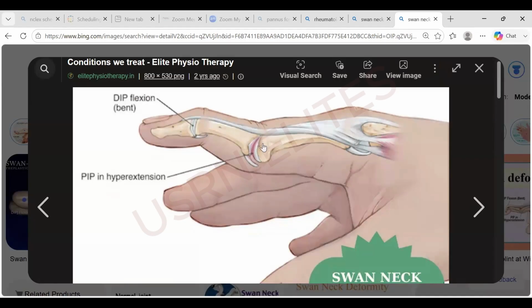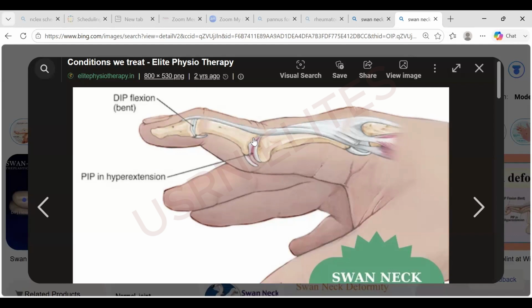And the middle one, the proximal, is what? Hyperextended. It's like the neck of a swan. That's what they call swan neck deformity. Do you understand? So it's like an animal, see the animal, they are around getting to the head. It's like this. That is what we call swan neck deformity in rheumatoid arthritis. Do you understand the point?